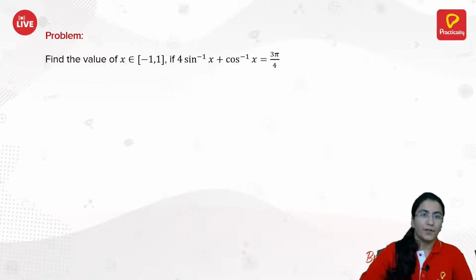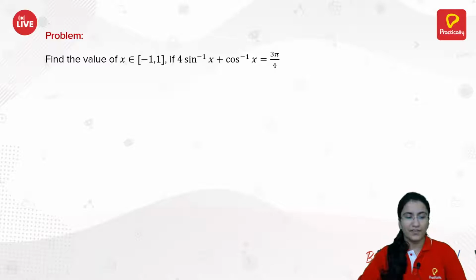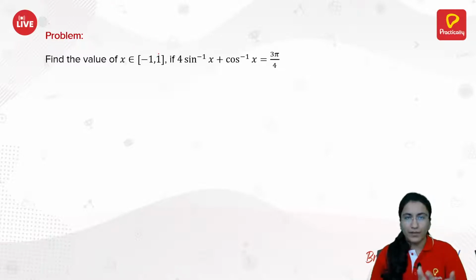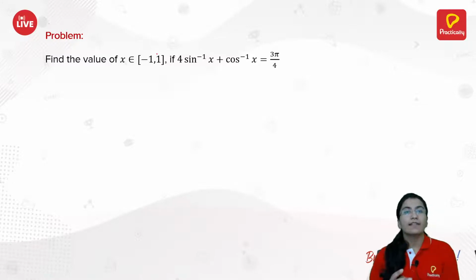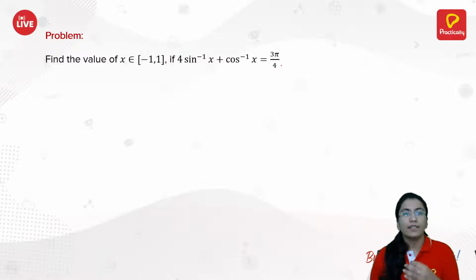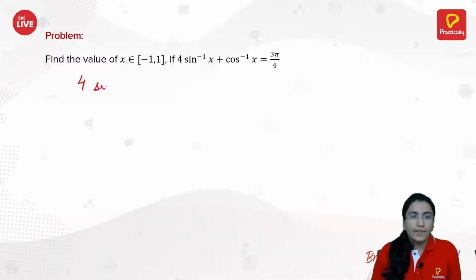Here's a question for you to solve. Let's solve this together based on the properties we have just done. Find the value of x, where x belongs to -1 to 1. We are already given that x belongs to -1 to 1, so based on this we can see which properties we can apply here, right? 4 times sine inverse x plus cos inverse x is equal to 3 pi by 4. This is the equation given to us.